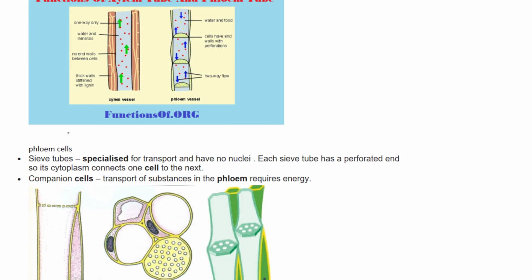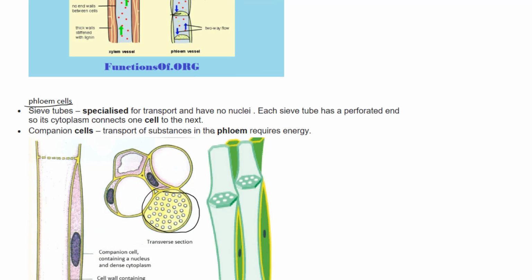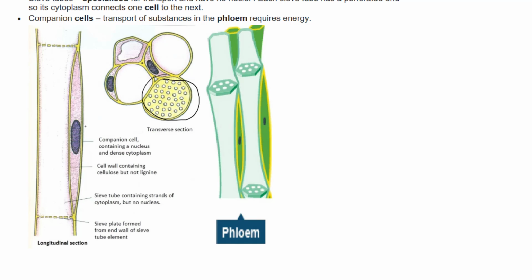Phloem cells have sieve tubes. Can you see here? There are little sieves which allow water through. It also has companion cells, which transport substances in the phloem, and this requires energy. These companion cells will put substances into the phloem. When we look at things like sucrose loading and translocation, this becomes really important. Cells here will dump certain minerals and sucrose into this phloem, which can then go up and down depending on where it needs to go in the body.